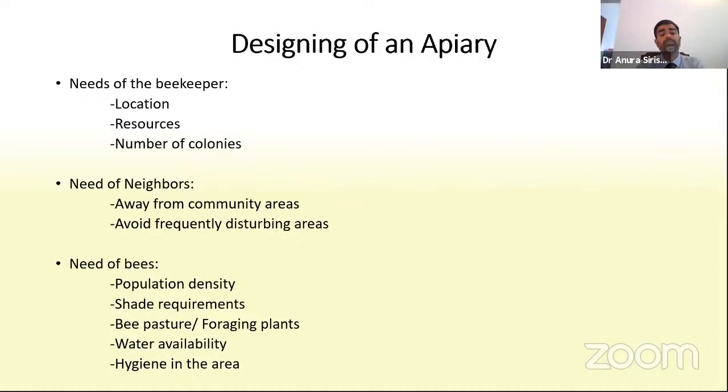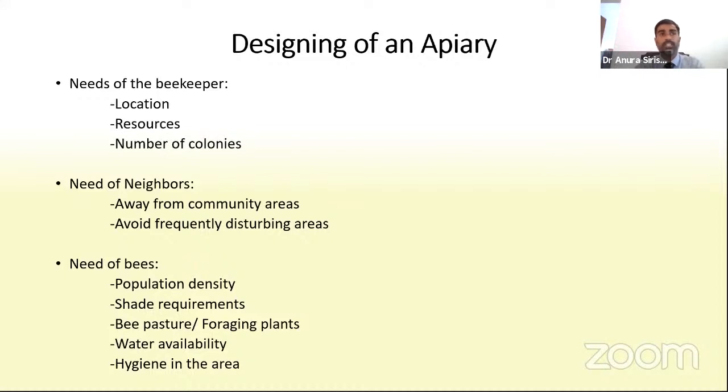Then the needs of the bees. Now we have to think from the bee side as well. The population density, right? If you keep colonies very close together, sometimes there may be competition for food, right? And if you don't have enough food sources, foraging plants in the surroundings, then the bees will be in trouble finding nectar and pollen.